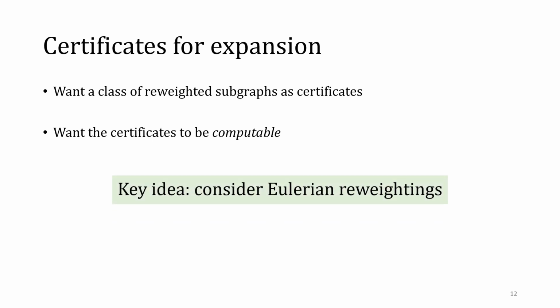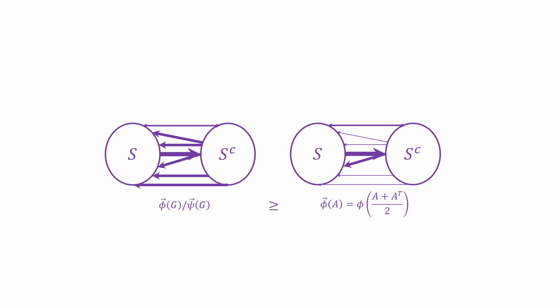Recall that a directed graph is Eulerian if and only if at every vertex the in degree is the same as the out degree. So in the case of edge conductance, we will consider Eulerian reweightings that satisfy edge capacity constraints. That means each edge in the reweighted graph would have a weight that is less than or equal to the original edge weight.